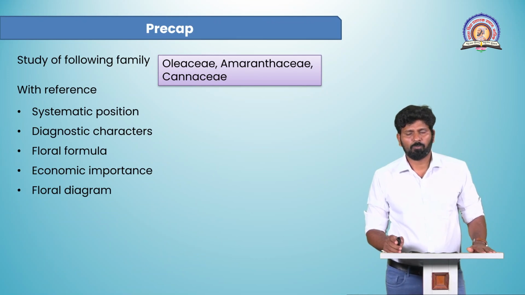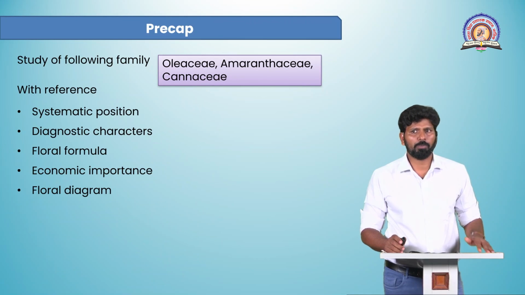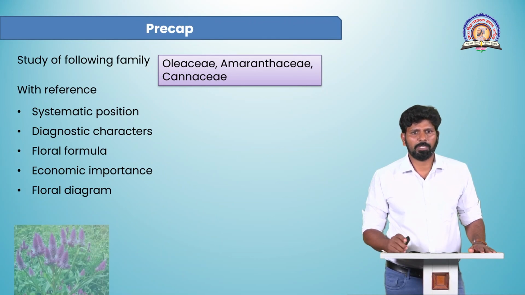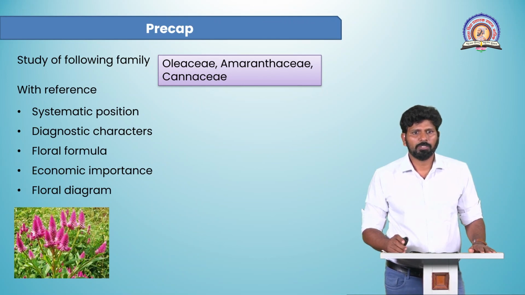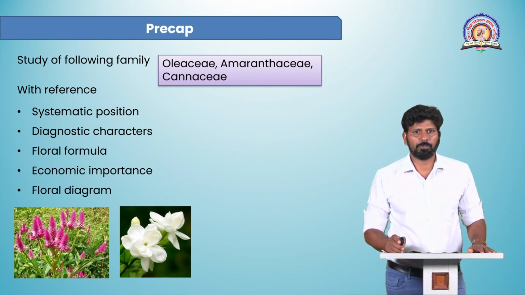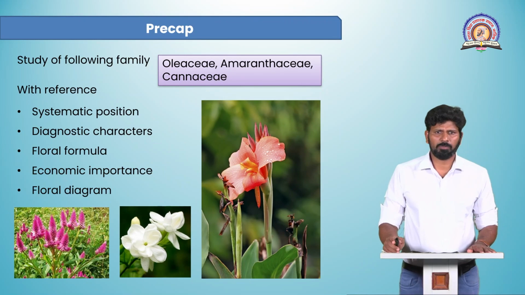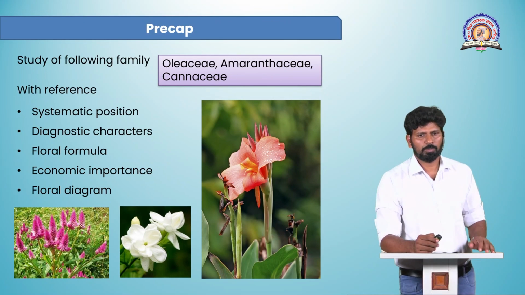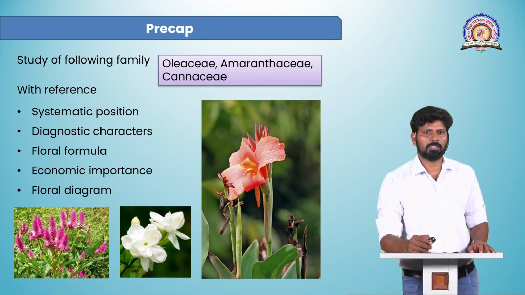In the same way, we are going to discuss the important plant families, that is Oleaceae, then family Amaranthaceae and family Canaceae. This particular picture represents the family Amaranthaceae. Then this plant belongs to family Oleaceae, and this one belongs to family Canaceae. In the next lectures we are going to study these families. This is what we are going to discuss in our next lecture.